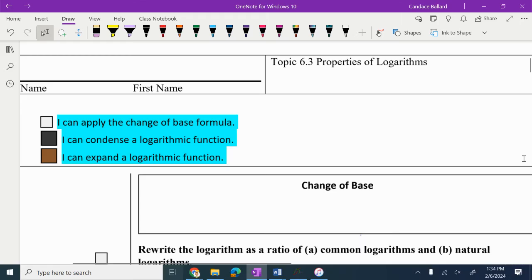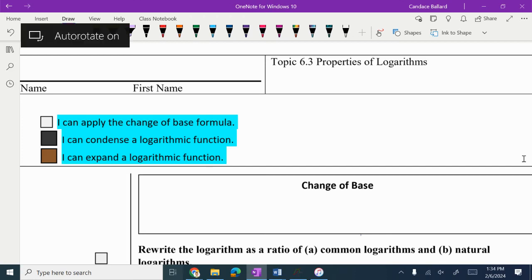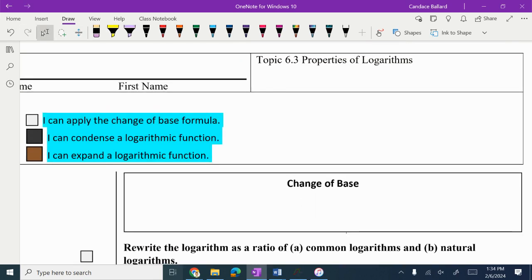So we're going to apply these three I can statements. I can apply the change of base formula. I can condense a logarithmic function, and I can expand a logarithmic function. So these are all brand new things. You've never, ever seen this before in any of your math classes. So, and they're going to go pretty quick, actually. And we call these the properties of logarithms.